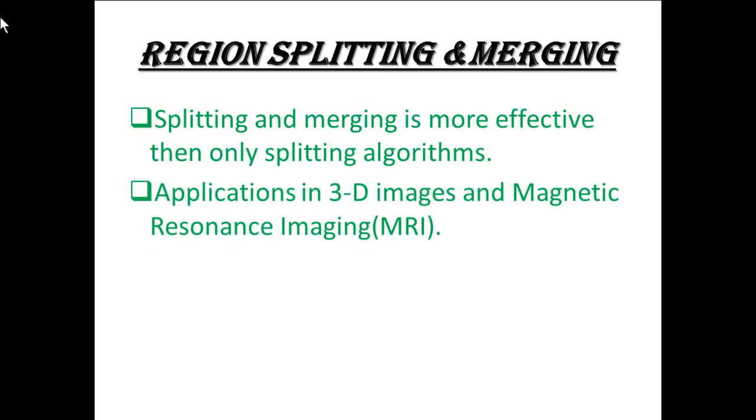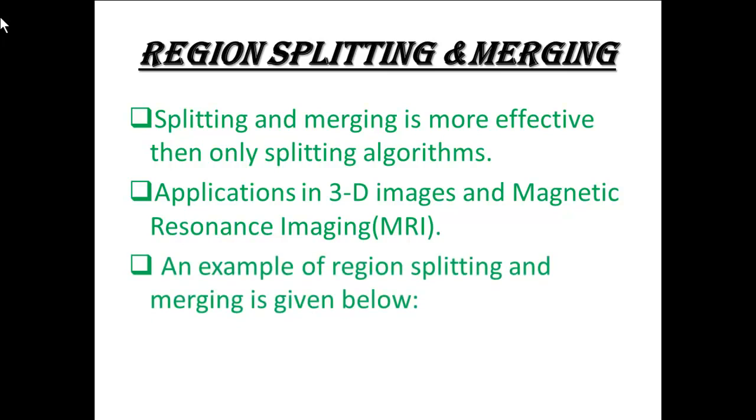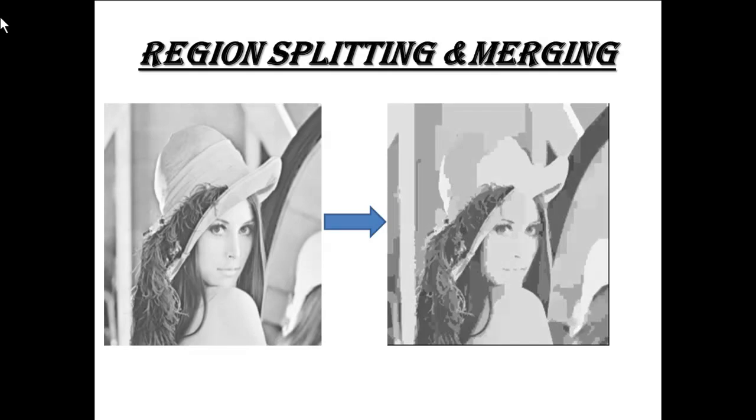Applications are in 3D images and magnetic resonance imaging, known as MRI, in medical. An example of region splitting and merging is given below. Here is the most popular classical Lena image we have treated with region splitting and merging. Now we get the result of that splitting and merging image as that.